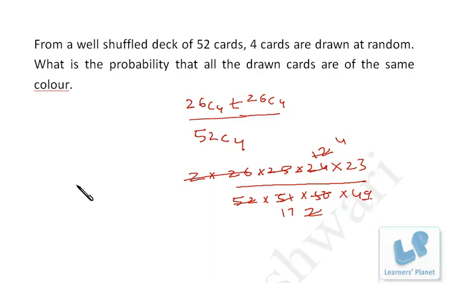So it's 4 into 23 by 17 into 49. So that's 92 by 833. So I hope you are clear.